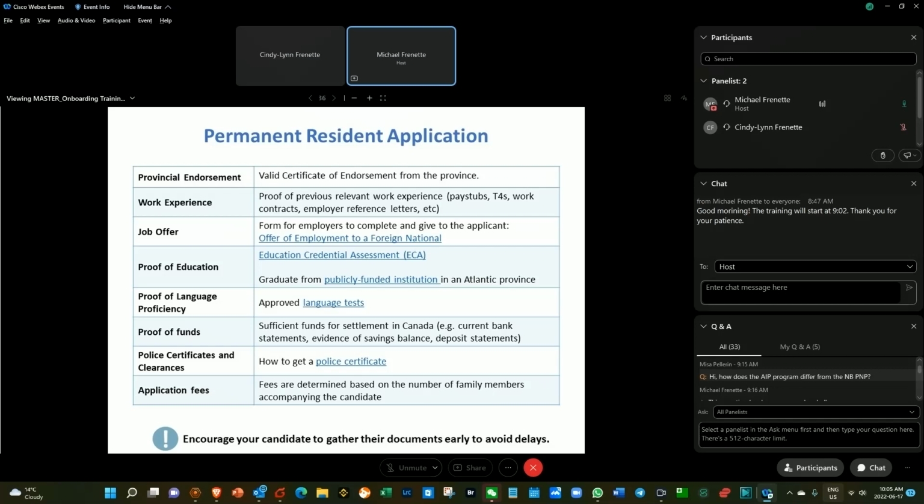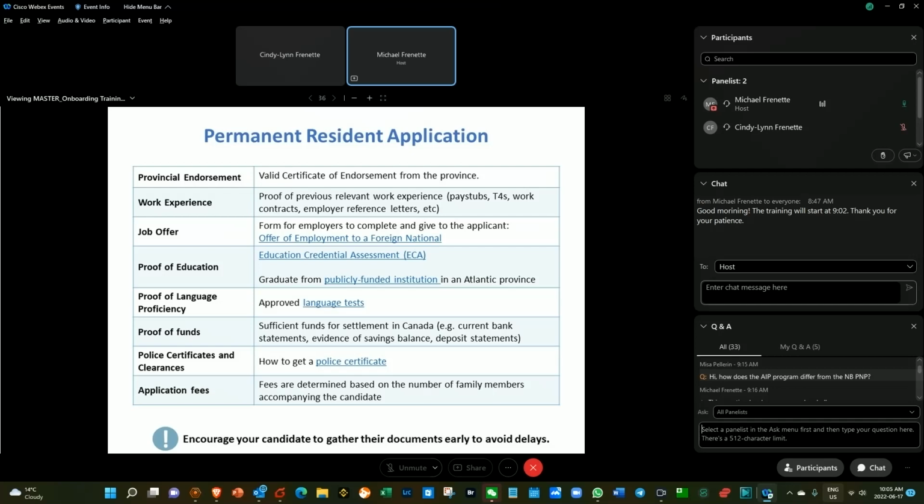The completed and signed offer of employment to a foreign national is also required with the permanent residence application. For proof of education, qualified Atlantic graduates will need to provide proof that they completed a 2-year post-secondary educational credential or higher from a publicly funded institution in an Atlantic province. Also, they must have graduated in the 24 months before IRCC received their permanent residence application.